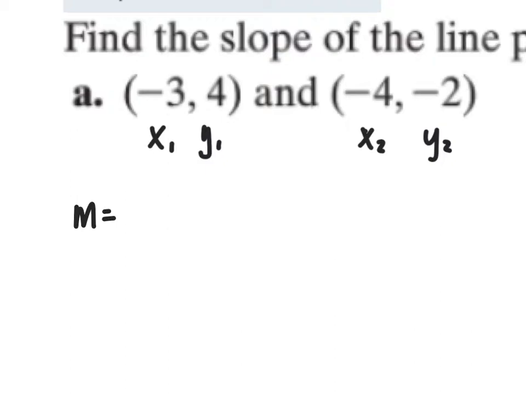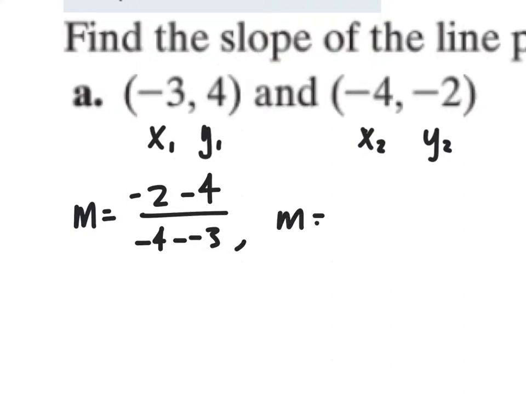All right, so it's y sub 2 minus y sub 1, so negative 2 minus 4, over x sub 2 minus x sub 1, which is negative 4 minus negative 3. Even if you have negatives, you just want to put those in. We're subtracting those negatives.